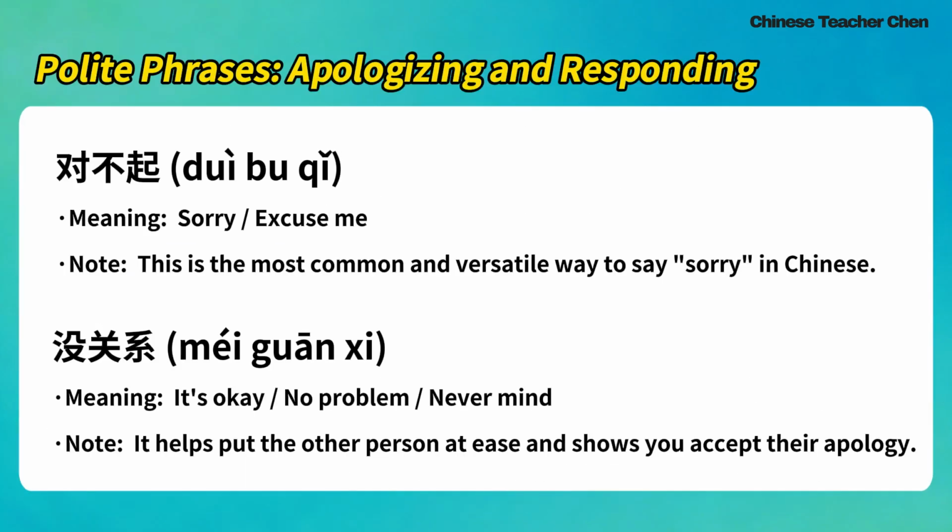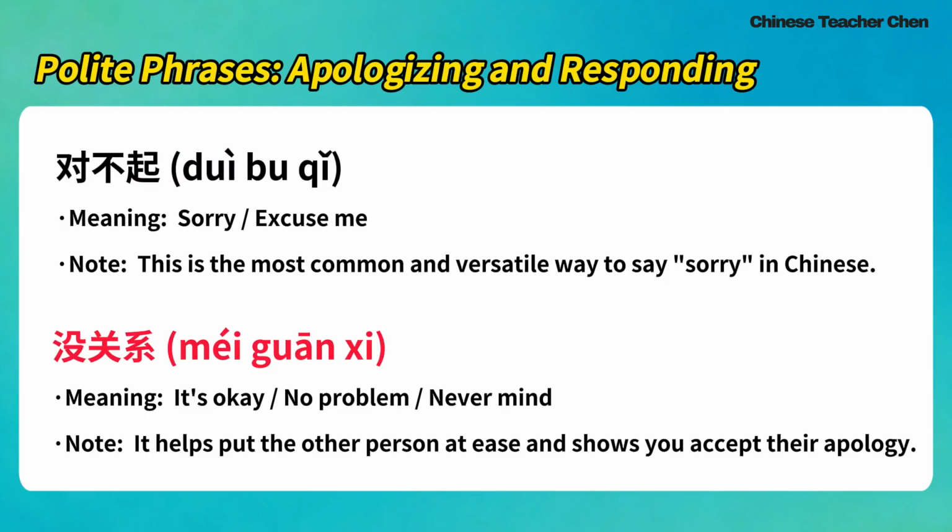Finally, there are 2 very important polite phrases you should know. First, if you need to apologize, like if you bump into someone or make a small mistake, you say 对不起. This means sorry or excuse me. It's the most common way to say sorry in Chinese.